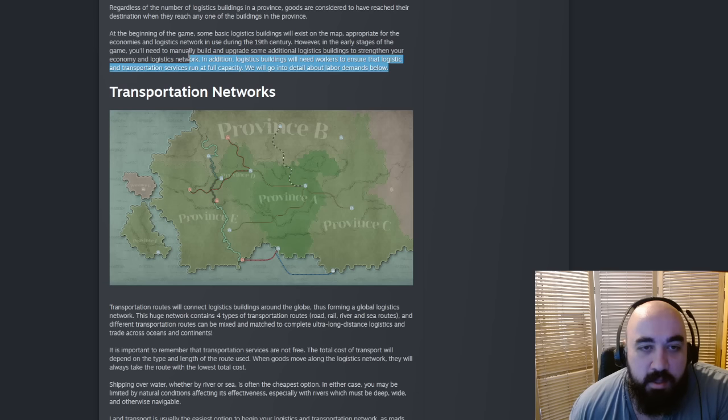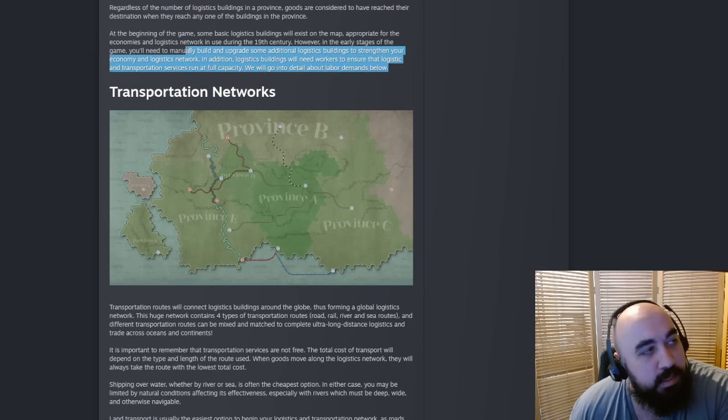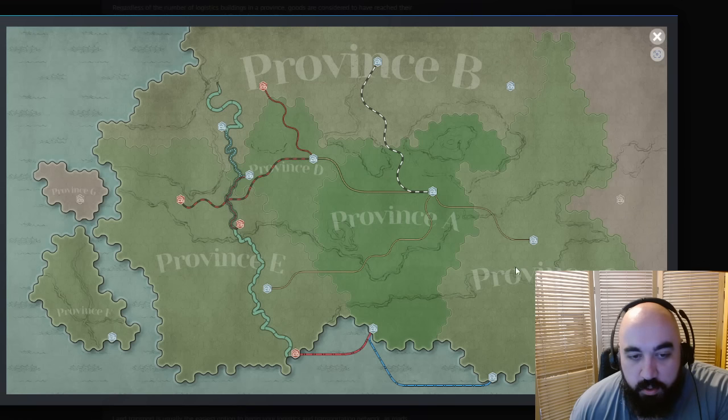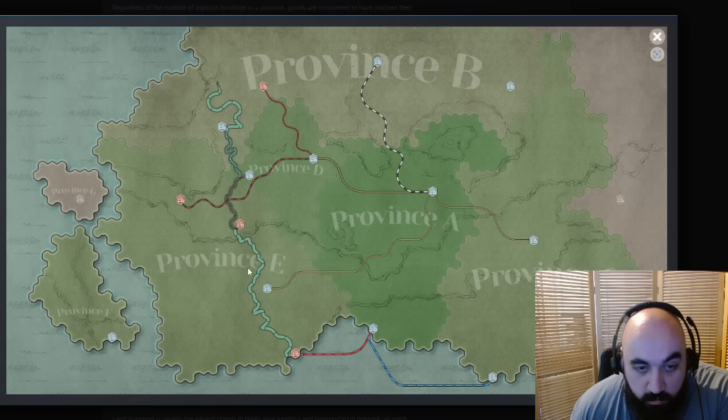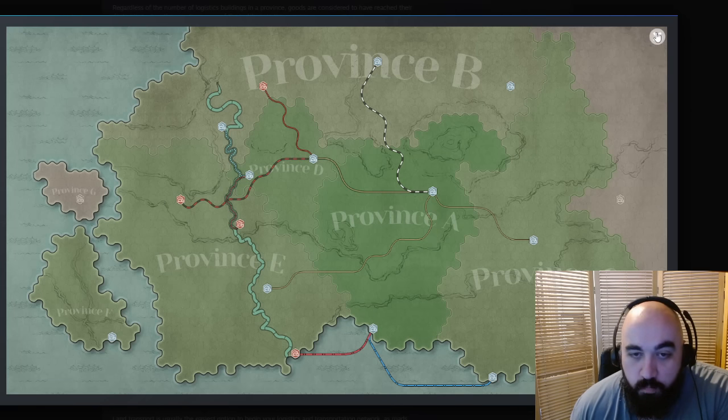Also, I feel like the state was not the primary investor in railroads in Great Britain. I think it was private construction. But I guess if you're going to control where it goes, it looks like we have some sort of, I don't know if this is a riverway or a regular road. I think that this is a riverway, and then this is a roadway, kind of snaking through various places, and then we have some sea connections, and okay, provinces are connected.